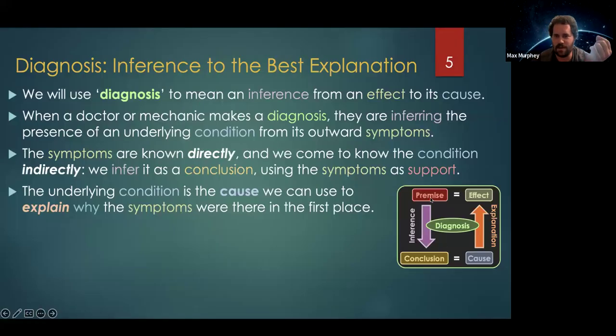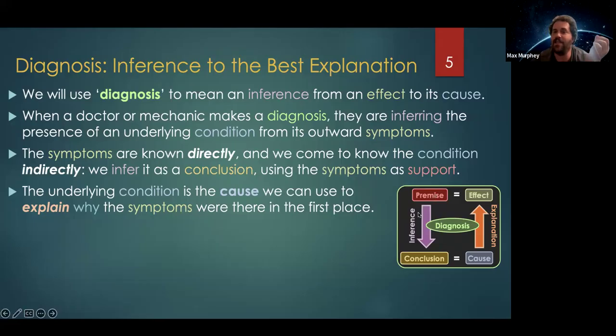Let's just make sure this makes sense. Let's take the example of the virus, okay? So somebody has a cough. That is going to be their starting point. That's what they know directly. That's their premise. I have a persistent cough. I assume it's the effect of something, but I don't know what it's the effect of. Lots of things could cause a cough, right?